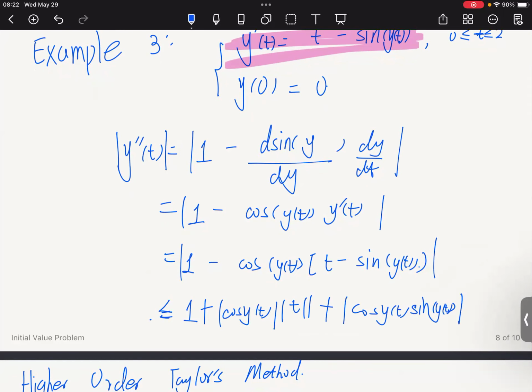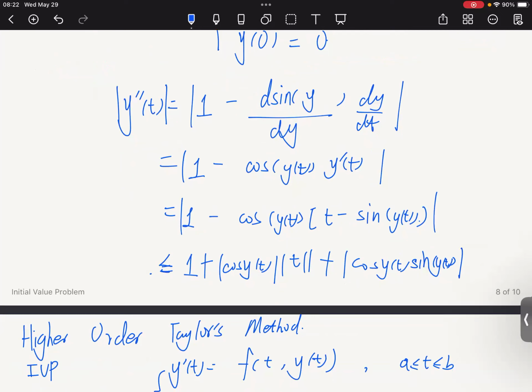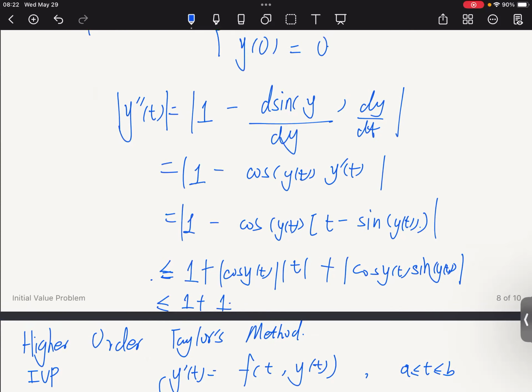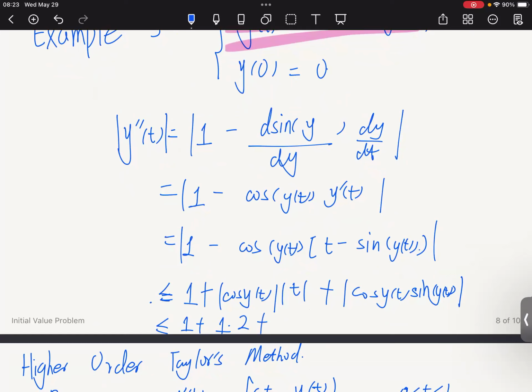As you can see here, we have the cosine function and sine function, and they are bounded by one, times t. The biggest possible value of the absolute value of t here is 2, so we have 2 here. For the last item, cosine times sine, their biggest value should also be 1 times 1. So at the end of the day, for this specific question, you don't even need to know the exact solution to get the bound for the second derivative. But this is a very special case.